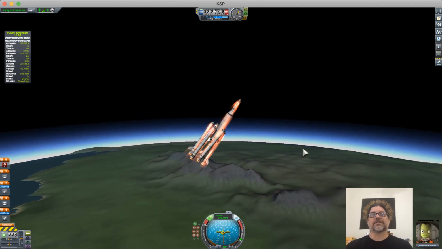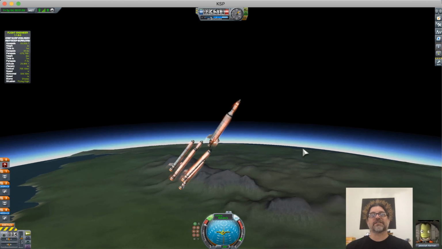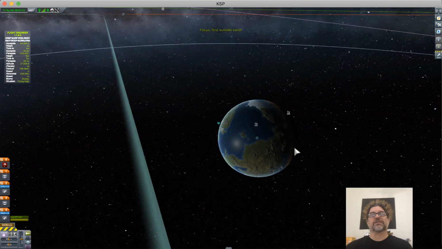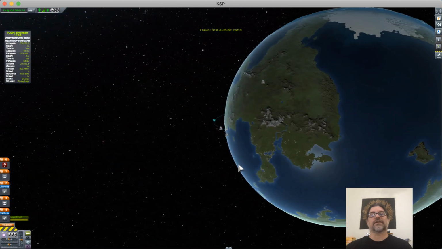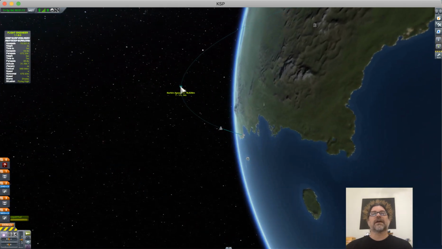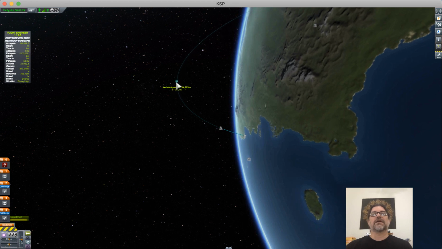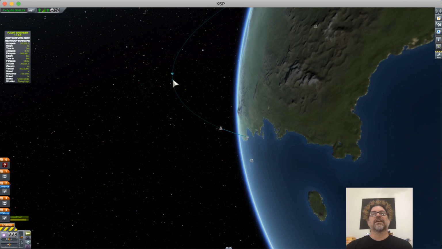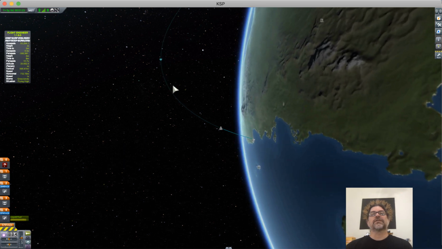And the first stage is done, so let me fire the second stage as soon as those things are clear. And now I'm moving outwards. And so let's zoom out, and you can see here a little path predicting the path of the rocket. And that's the apoapsis, the farthest distance, and it's just outside the atmosphere.